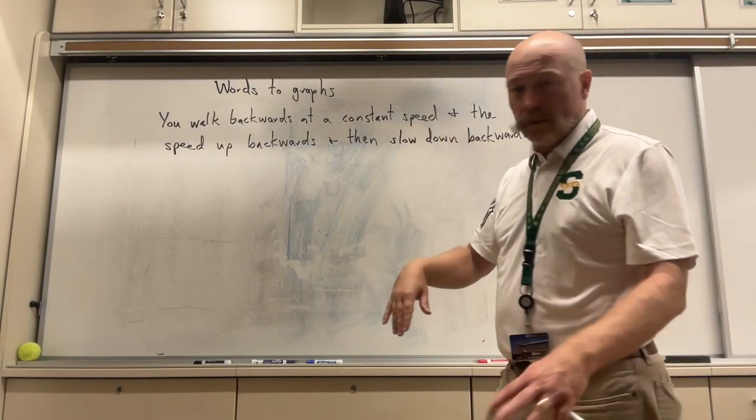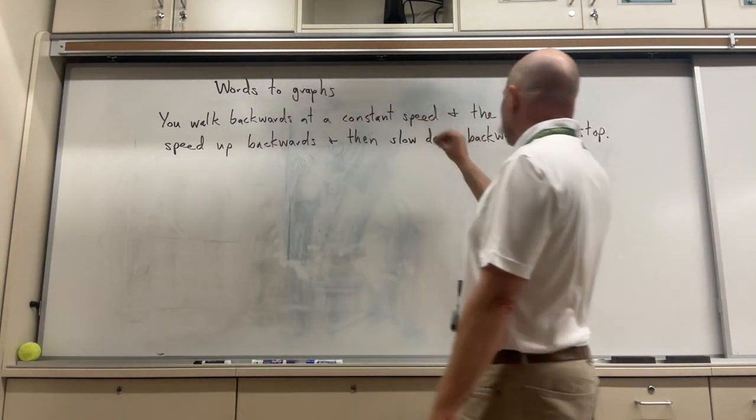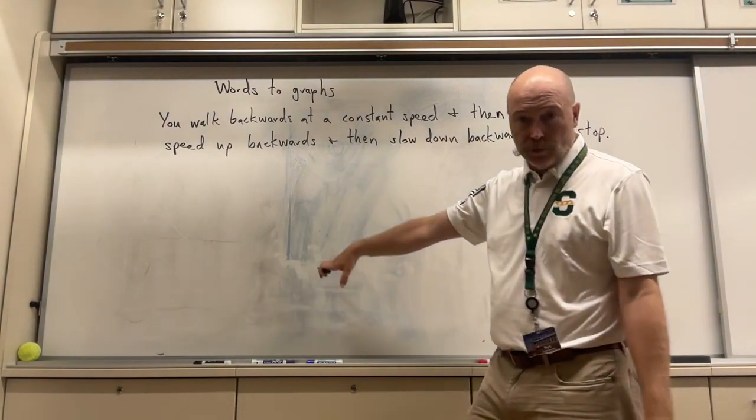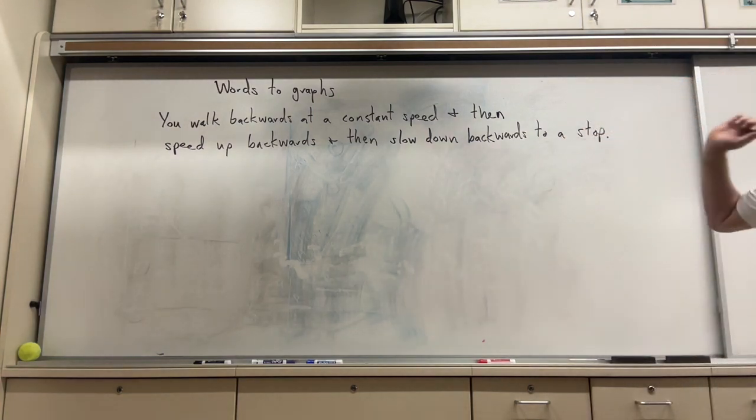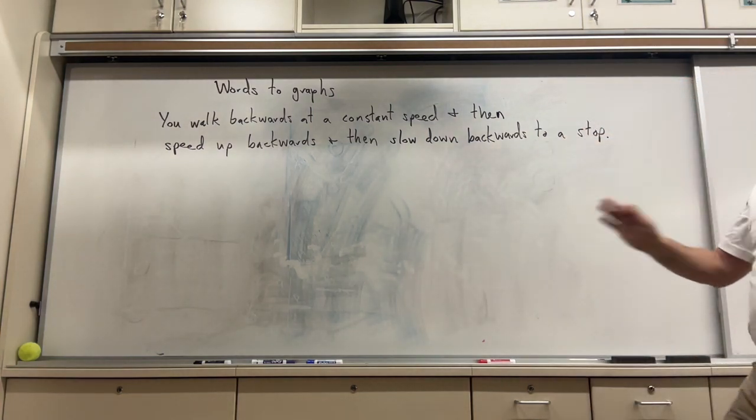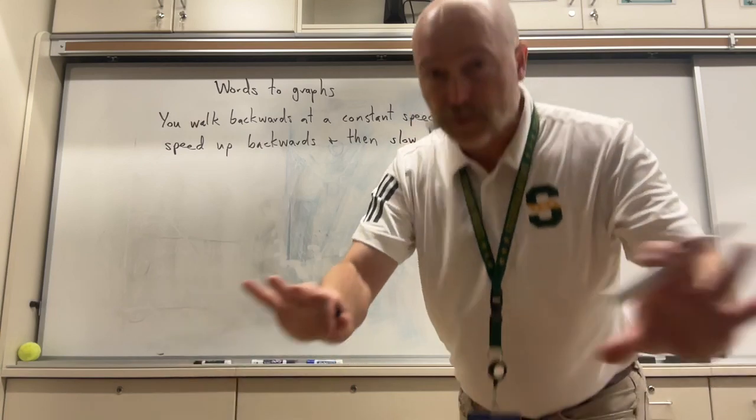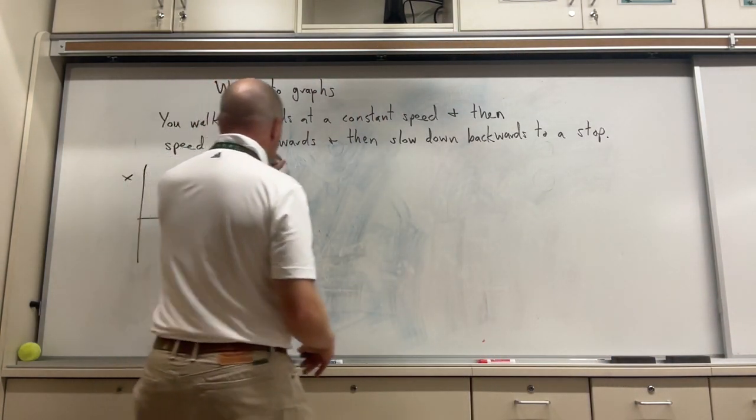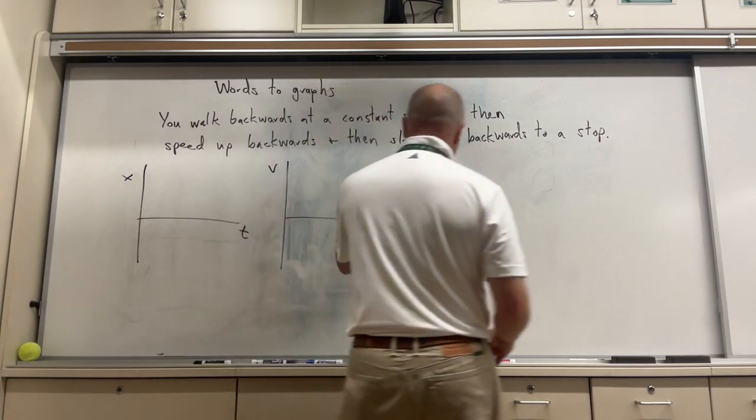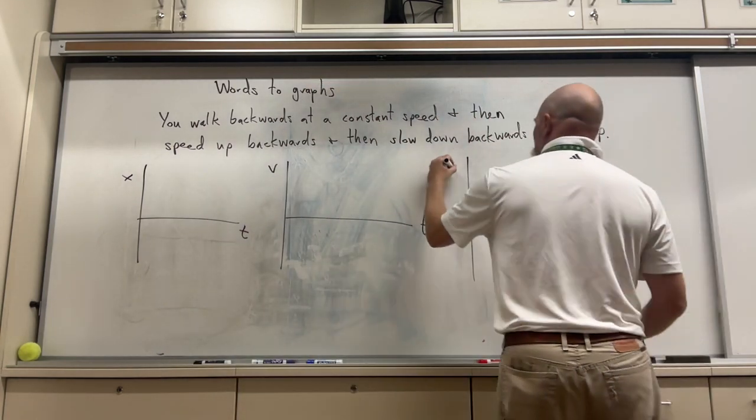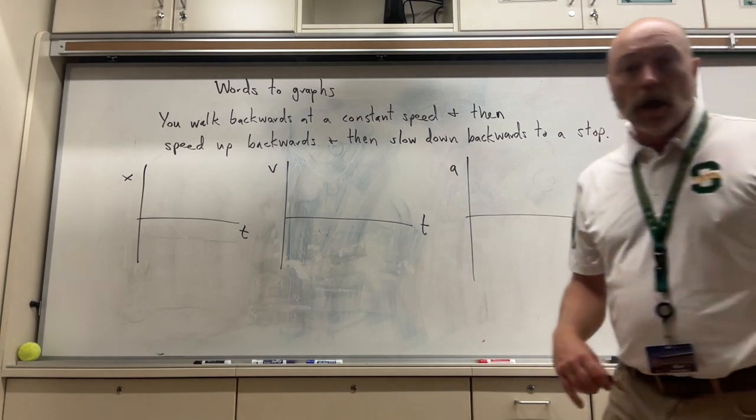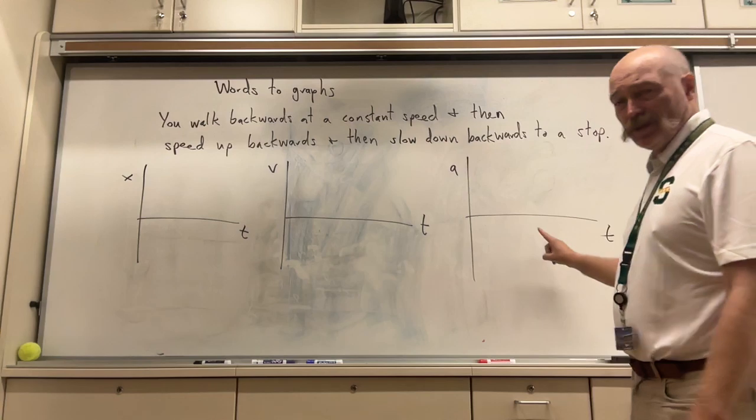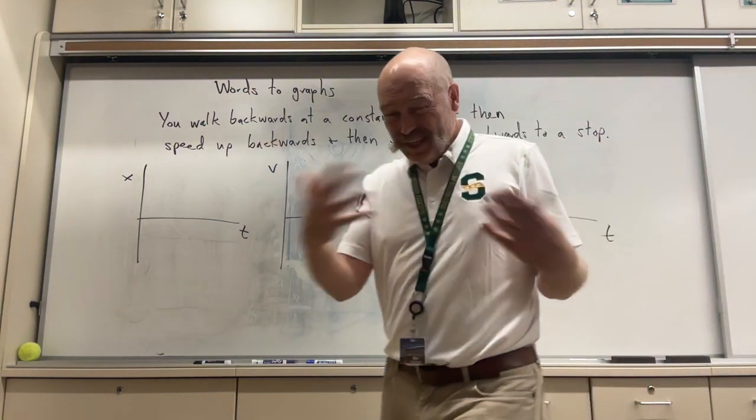So I just randomly made up something. It says you walk backwards at a constant speed, and then speed up backwards, and then slow down backwards, and eventually you stop, okay? So we're gonna draw those three graphs, okay? Now, it doesn't matter which graph you start on, because you have to be able to do all three. I'm gonna start on my acceleration versus time graph, because I think it's gonna be the easiest one to draw.